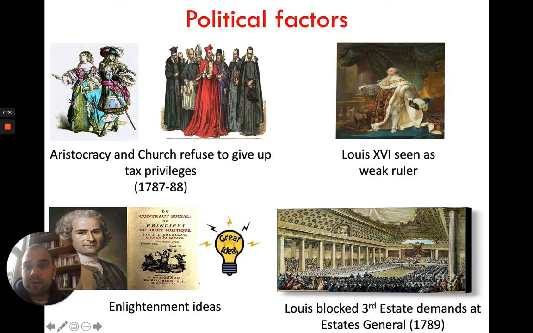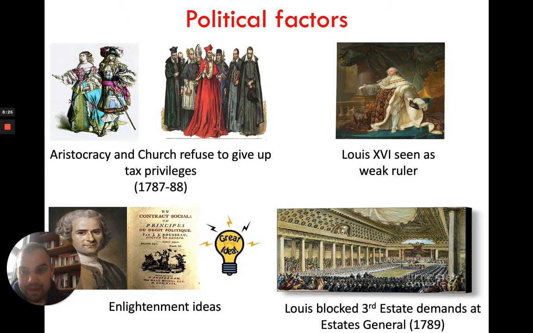Now, the aristocracy and the church, though, refused to give up their tax privileges. Remember, we learnt last lesson, one of the key privileges of the first and second estate, which everyone else really resented, was that they didn't pay any tax. Okay, so even though they're the most wealthy people in French society, they did not pay taxes towards the French government. And even when King Louis came along and said, look, we're in desperate need here, they refused to give up their tax privileges because they saw it as one of their key powers.